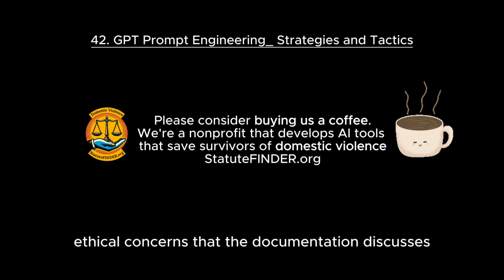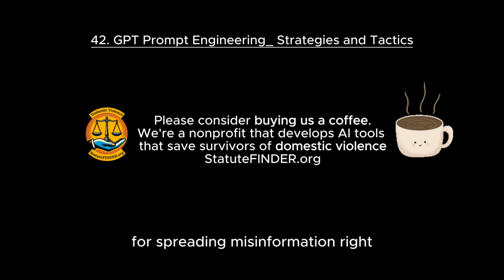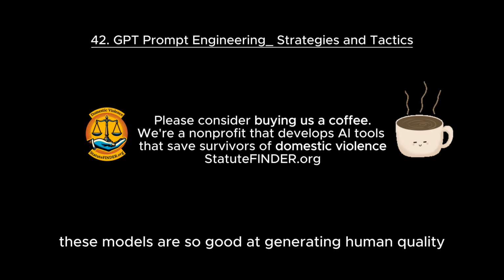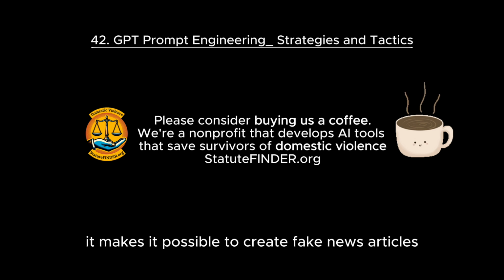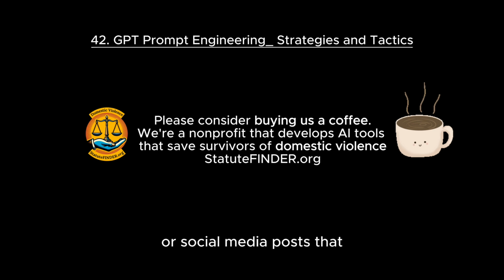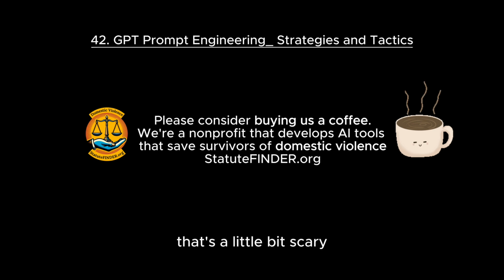So being aware of data bias is really important. Are there any other ethical concerns that the documentation discusses? Yeah, another significant concern is the potential for spreading misinformation. Right. These models are so good at generating human quality text. It makes it possible to create fake news articles or social media posts that are virtually indistinguishable from real ones. That's a little bit scary. We're already dealing with so much misinformation online as it is.